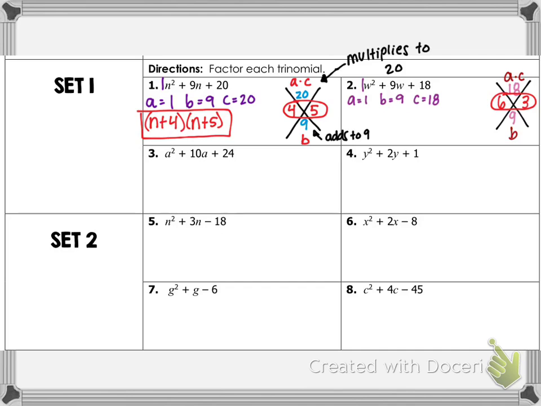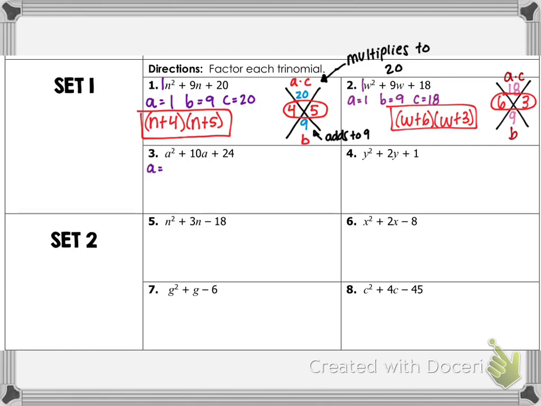Okay, so now look at what variable we started with, w. So it's going to be w plus 6 and w plus 3. That's your answer. Again, always check. If you want to multiply this out, which I would definitely recommend doing, to check to make sure you got that answer, then literally you do not have to look at the answer key or anything. You can just keep checking your work that way. That's an awesome thing to get used to.